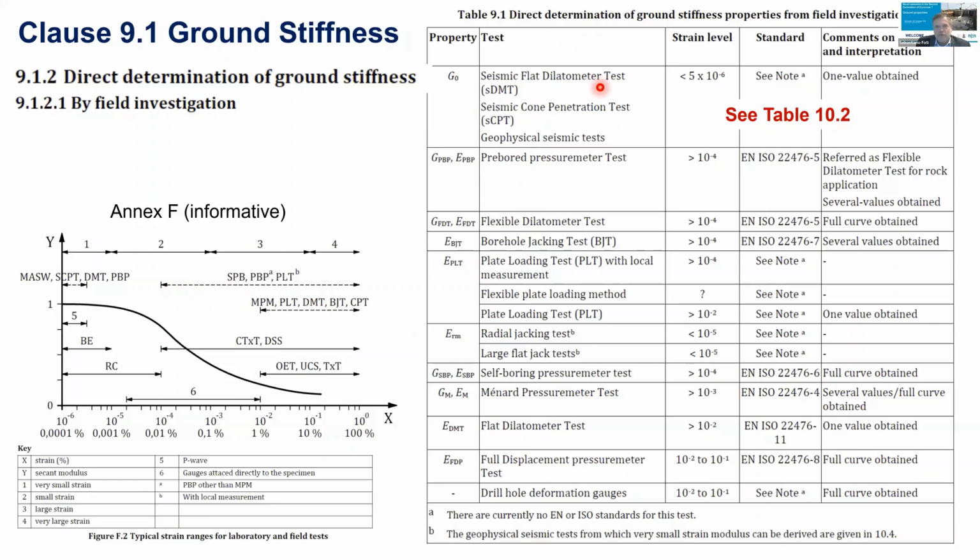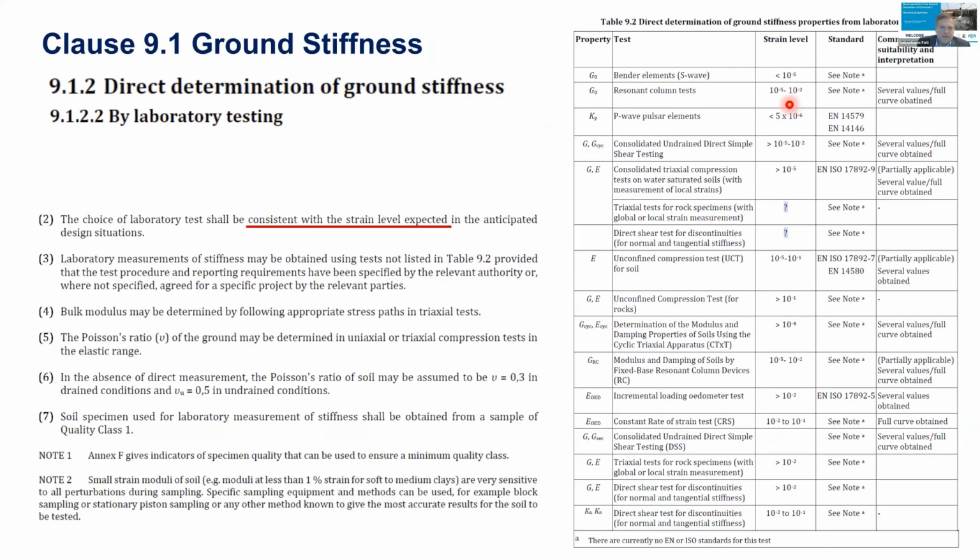With respect to geophysical tests, so the small strain shear modulus, it is also possible to make reference to table 10.2. We will be back on this later on. On the other side, we have laboratory testing. Again, it is stressed the importance of working at the strain level that is expected for the specific design situation, and here is a list of properties in terms of stiffness and how we can define them in laboratory testing.